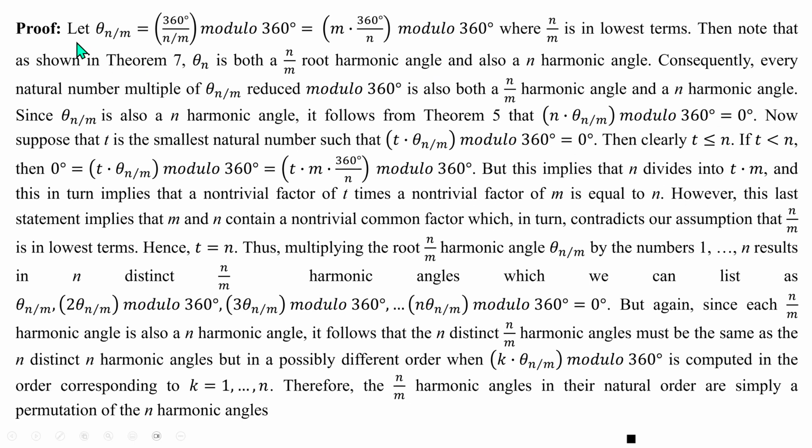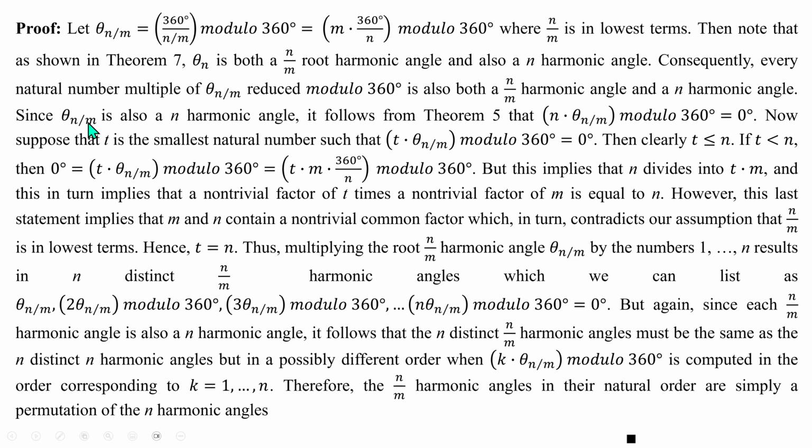Okay, let's take a look at the proof here. Let theta sub n over m equal 360 degrees divided by n over m, modulo 360 degrees. So this is going to be the root n over m harmonic angle, and that is going to be equal to m times 360 degrees over n when you flip this fraction, and then you evaluate it modulo 360 degrees. Where n over m is in lowest terms, we'll assume that. Then note, as shown in Theorem 7, theta sub n is both an n over m root harmonic angle and also an n harmonic angle. Consequently, every natural number multiple of n over m reduced modulo 360 degrees is also both an n over m harmonic angle and an n harmonic angle.